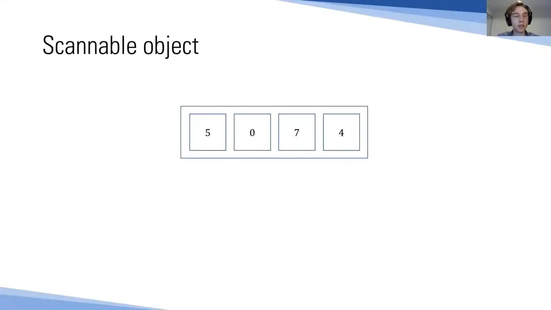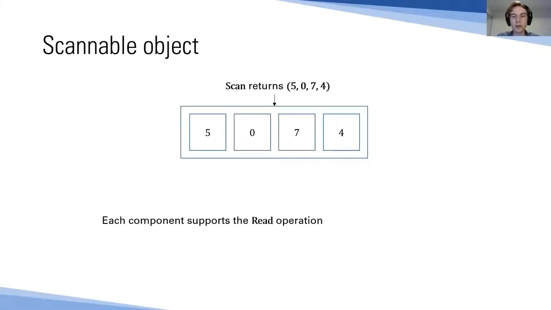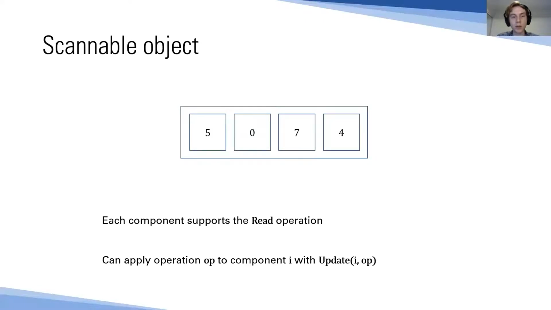A generalization of a snapshot object is a scannable object, which is a sequence of objects, again called components, that each support a read operation. Scan, again, simultaneously reads every single component, and we can still apply operations to each component independently. The components of a scannable object aren't limited to read-write registers. A component can support operations other than just read and write.